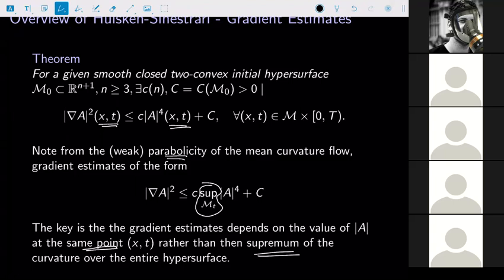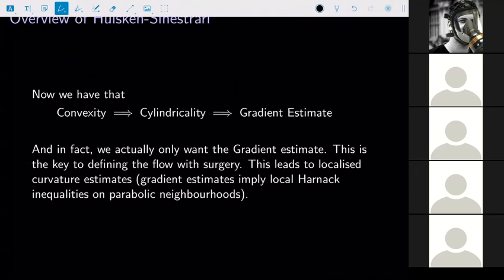Okay, and this estimate looks good too, because this makes sense for high codimension. If you take an overview of what Huisken and Sinestrari did, basically a skeleton, what you have is a convexity estimate. This convexity estimate implies cylindricality, and this cylindricality implies a gradient estimate. But in fact, we only want the gradient estimate. This is the key to defining mean curvature flow with surgery, because this leads to localized curvature estimates. And of course, the gradient estimate implies local Harnack inequalities on parabolic neighborhoods. So this is what we want.